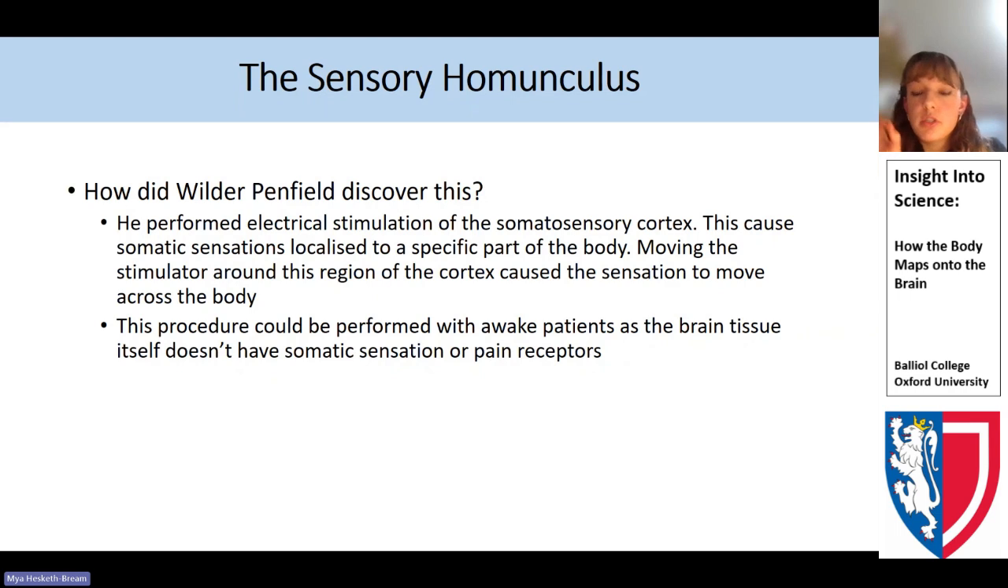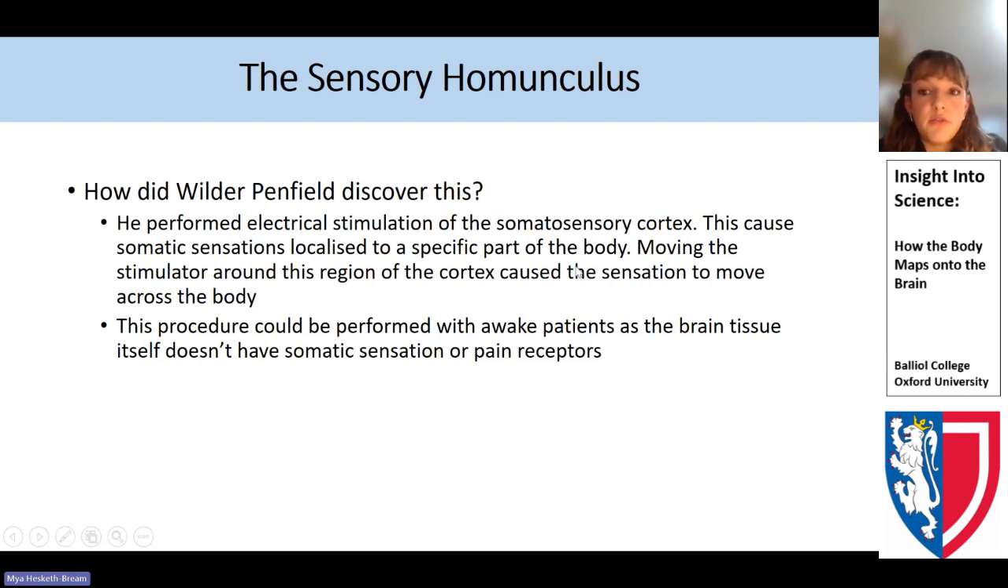They use a form of electricity in order to communicate. And if you put a small amount of electricity into the brain, it's mimicking that part of the body being touched. So if I touch my shoulder, the shoulder part of my homunculus would be activated, and it's the opposite way around. If I put some electricity into that part of the brain, I would have a sensation that someone's touching my shoulder. So this will cause somatic sensations localized to a specific part of the body. And moving the stimulator around different regions of the somatosensory cortex causes that sensation to move. So if I stimulated my shoulder part of my brain and then moved on to my fingers, I would then feel some kind of sensation in my fingers.